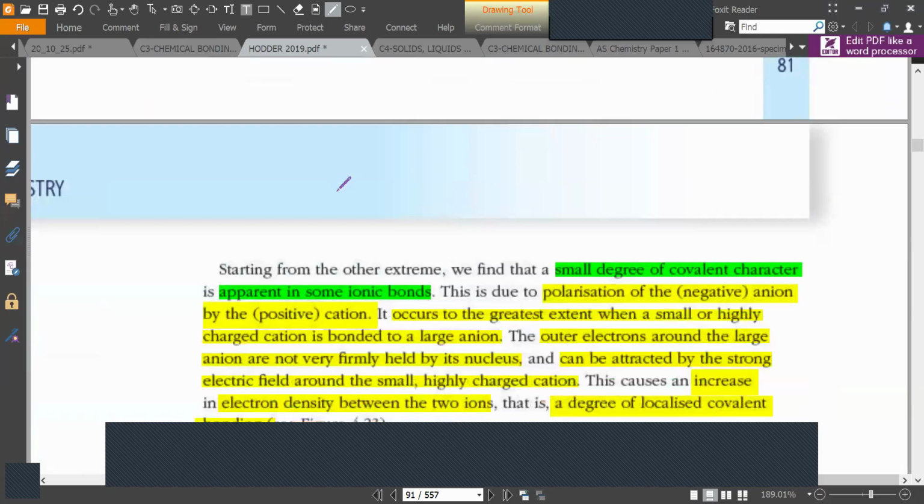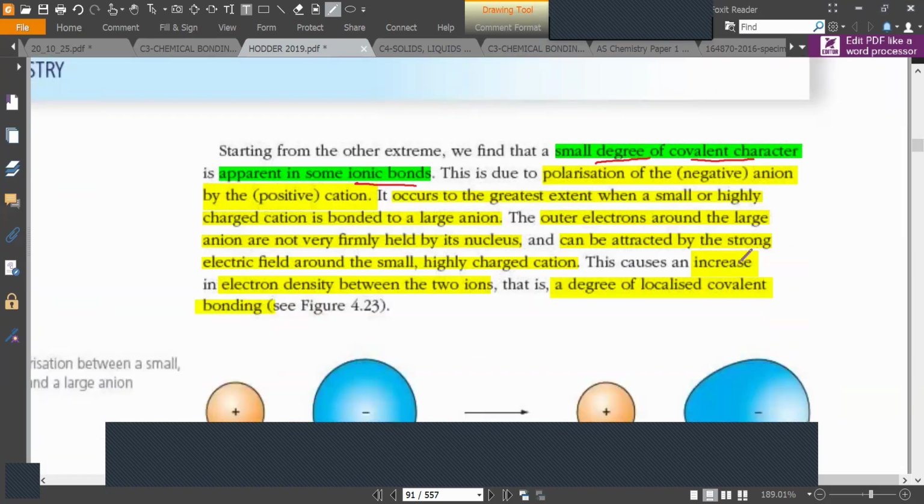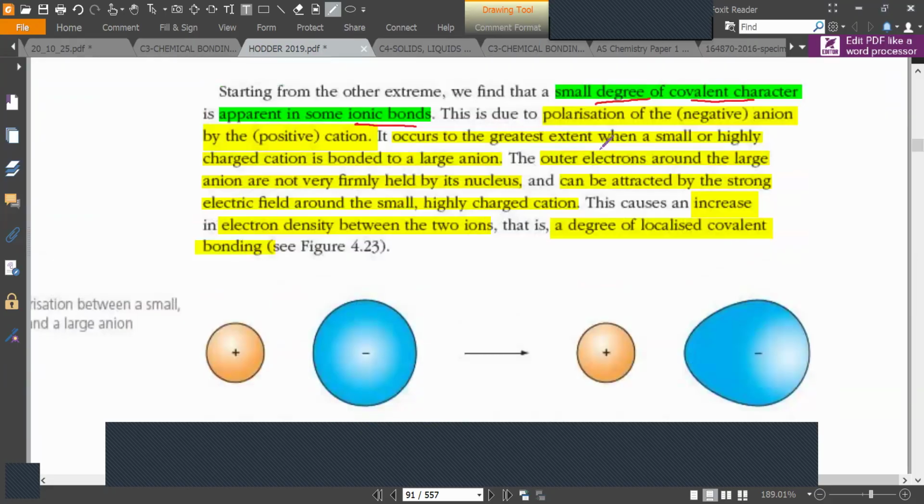So we will find that some ionic bonds have a small degree of covalent character, because polarization of the negative ion by the positive ion occurs to the greatest extent when a small, highly charged cation is bonded to a large anion.